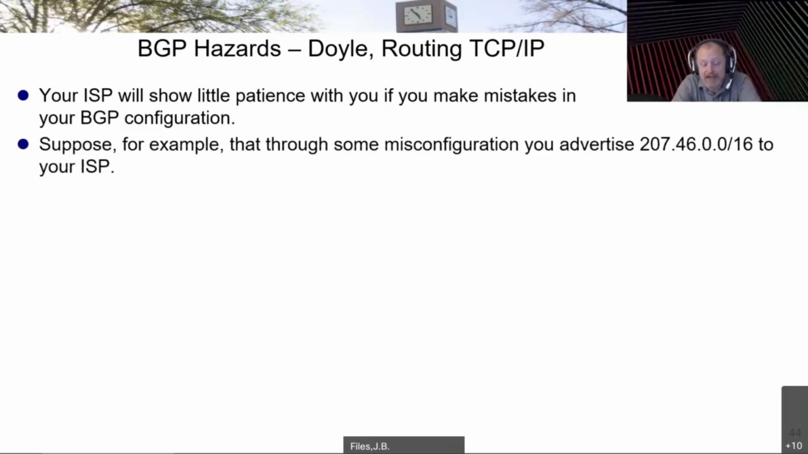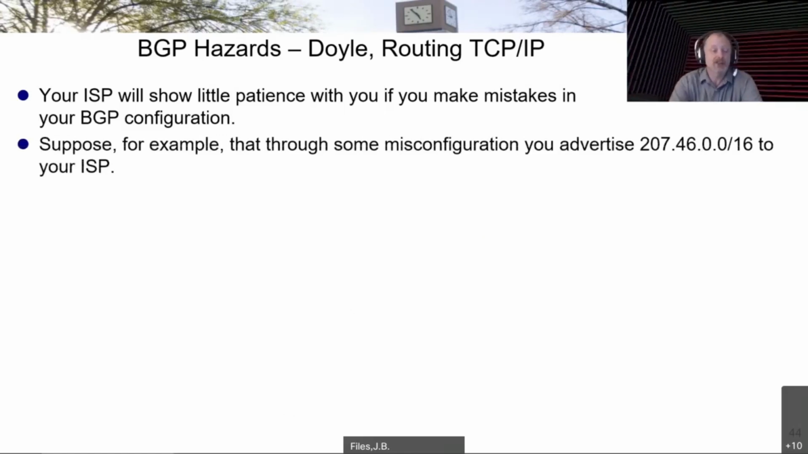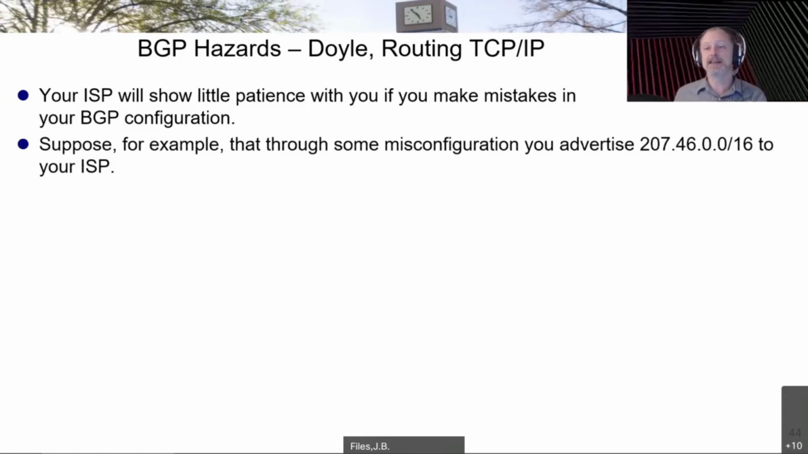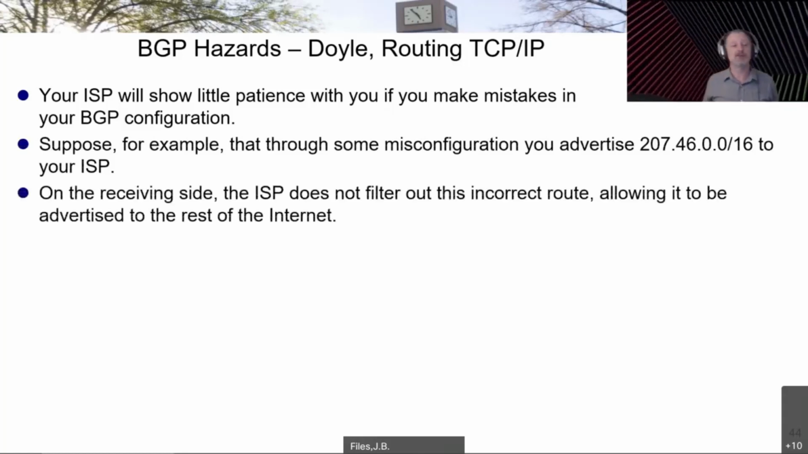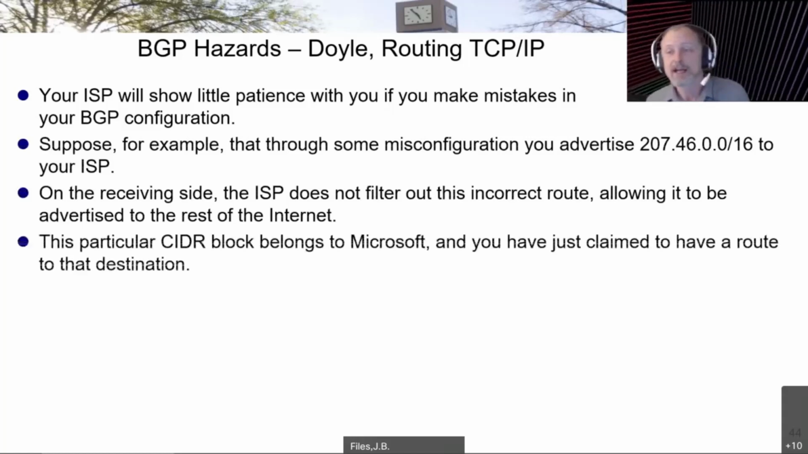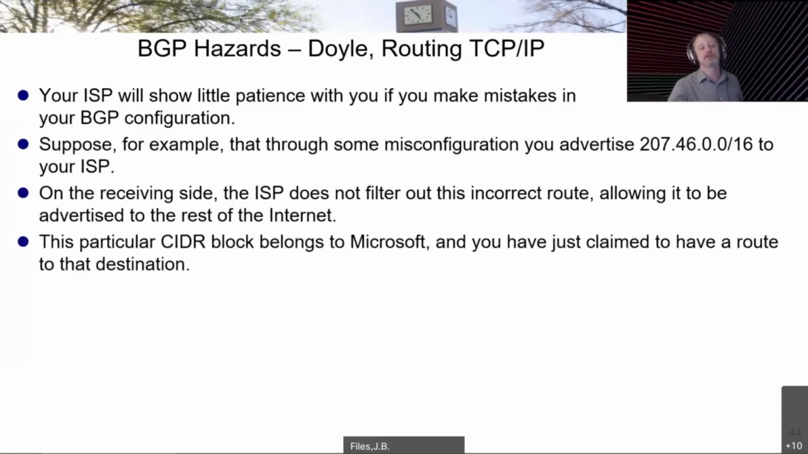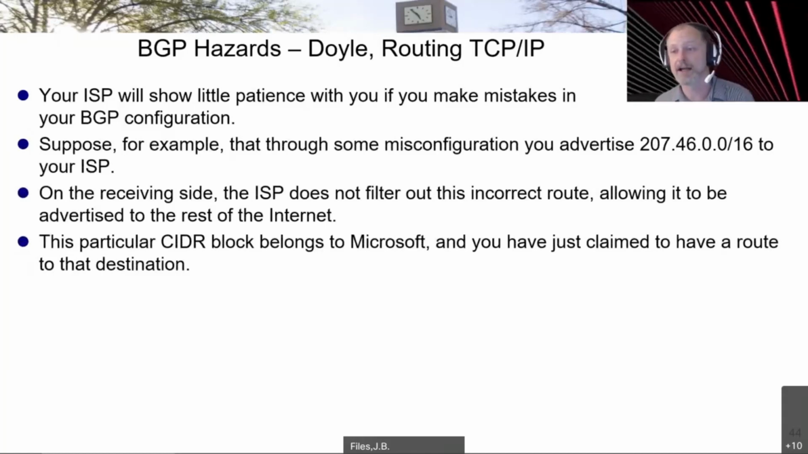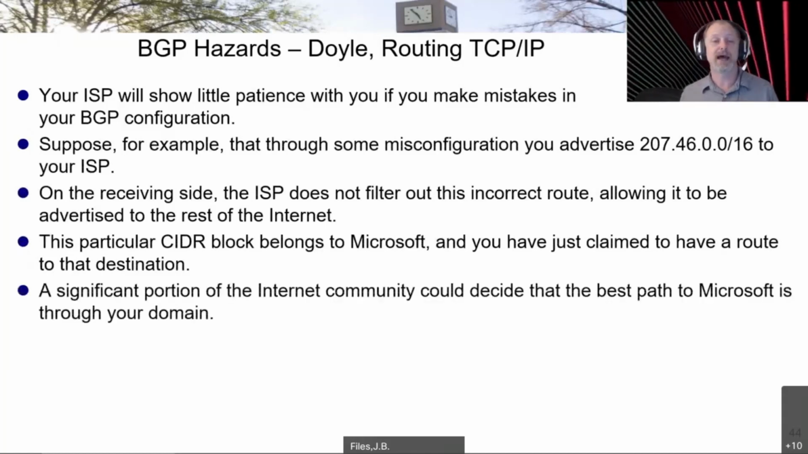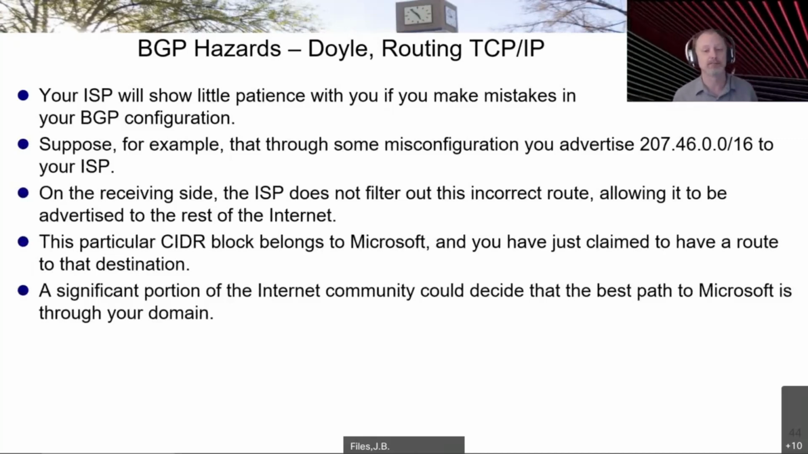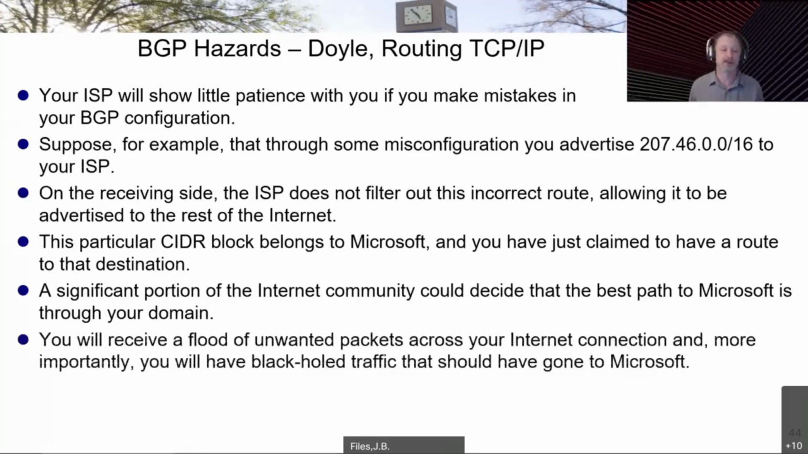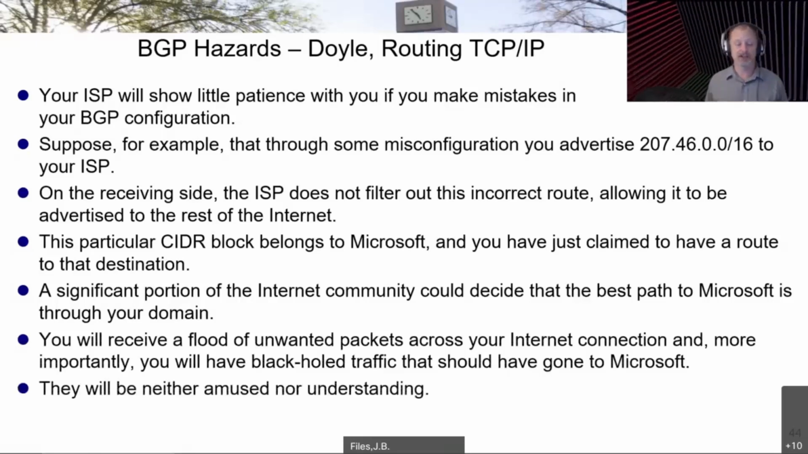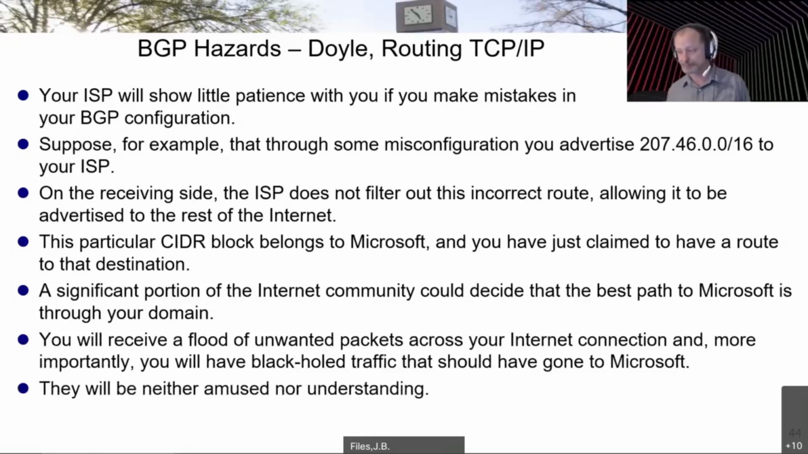If you advertise a prefix that you don't actually own, then the rest of the internet might try to use you to get to it. Say this particular network belongs to Microsoft, and you've just advertised to the world that you have it. They may send packets your way only to get black holed. You're going to get flooded with traffic that you probably can't handle. Microsoft and your service provider are not going to be happy.